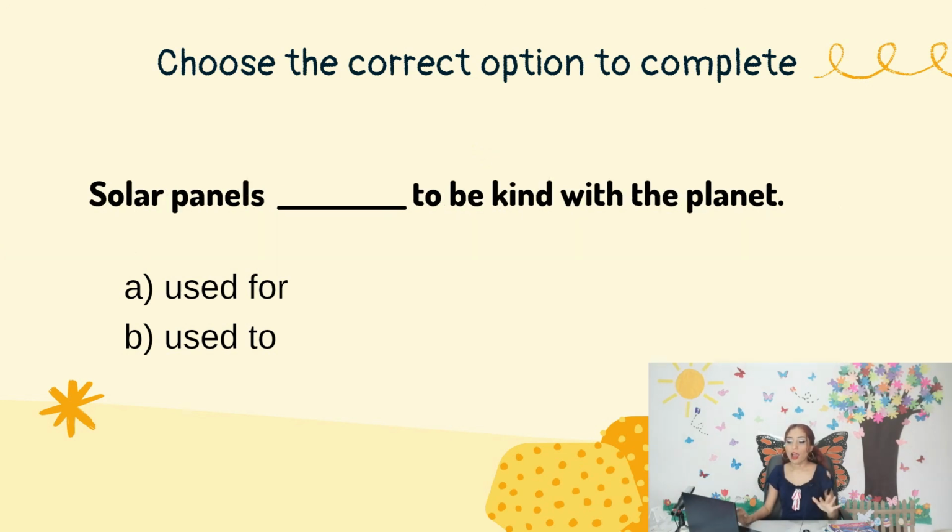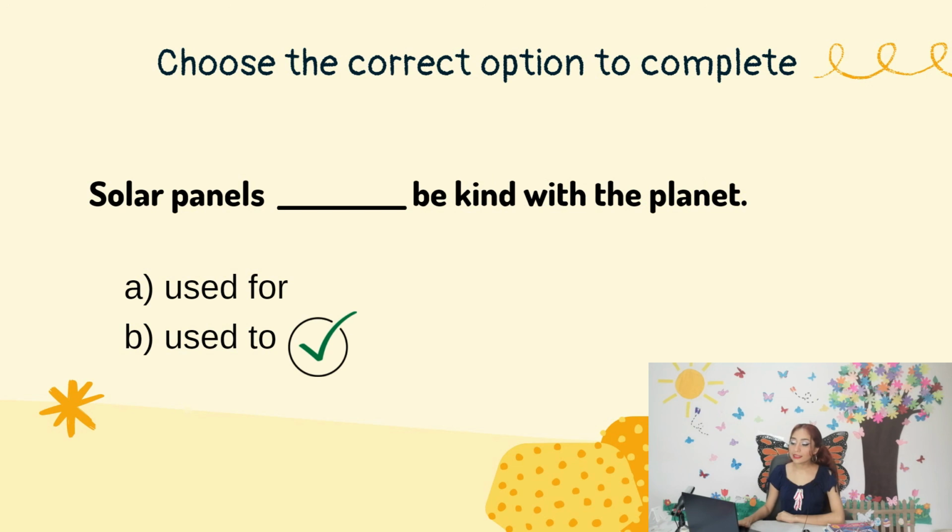Excellent job. Now, solar panels, blank, to be kind with the planet. Is it letter A, used for? Is it letter B, used to? These ones are really easy, right? So the correct answer is solar panels, letter B, are used to be kind with the planet, okay? Are used to be kind with the planet.